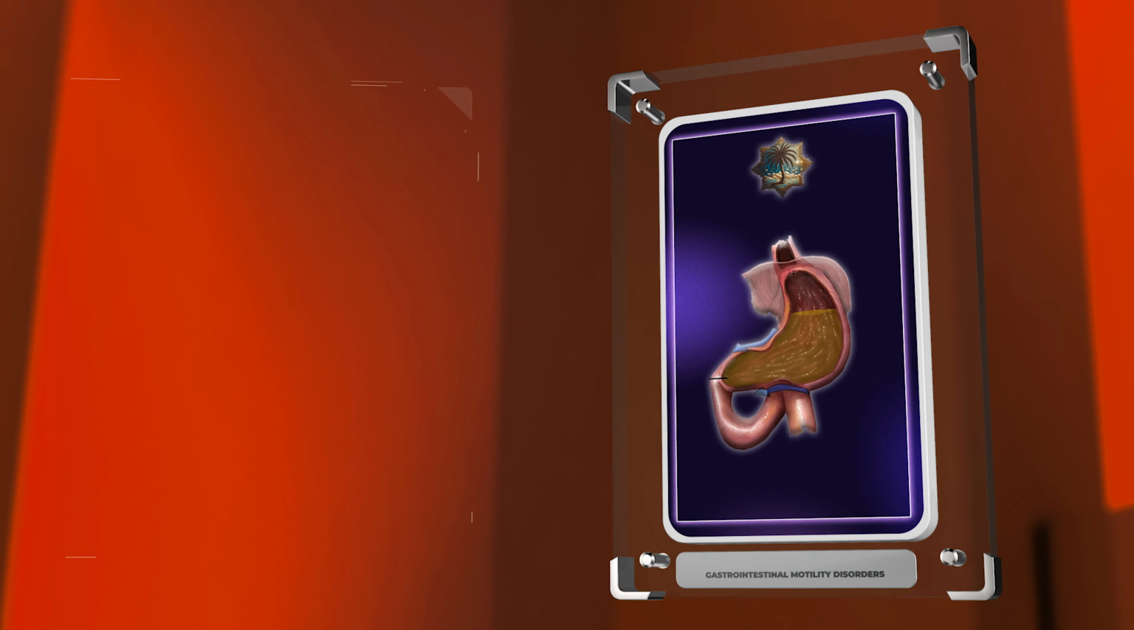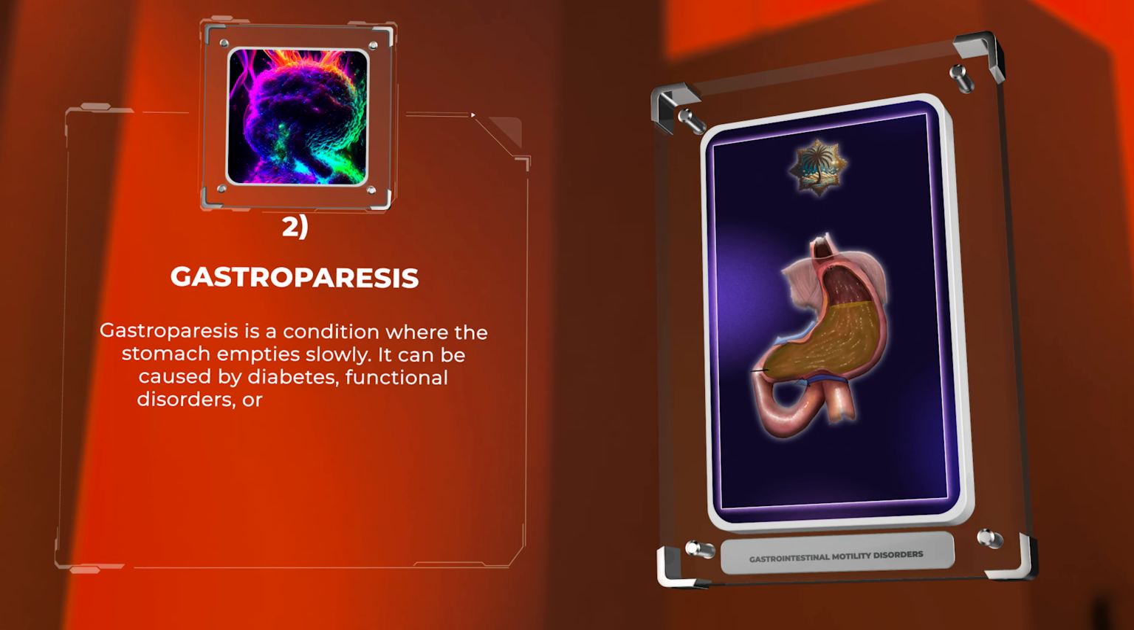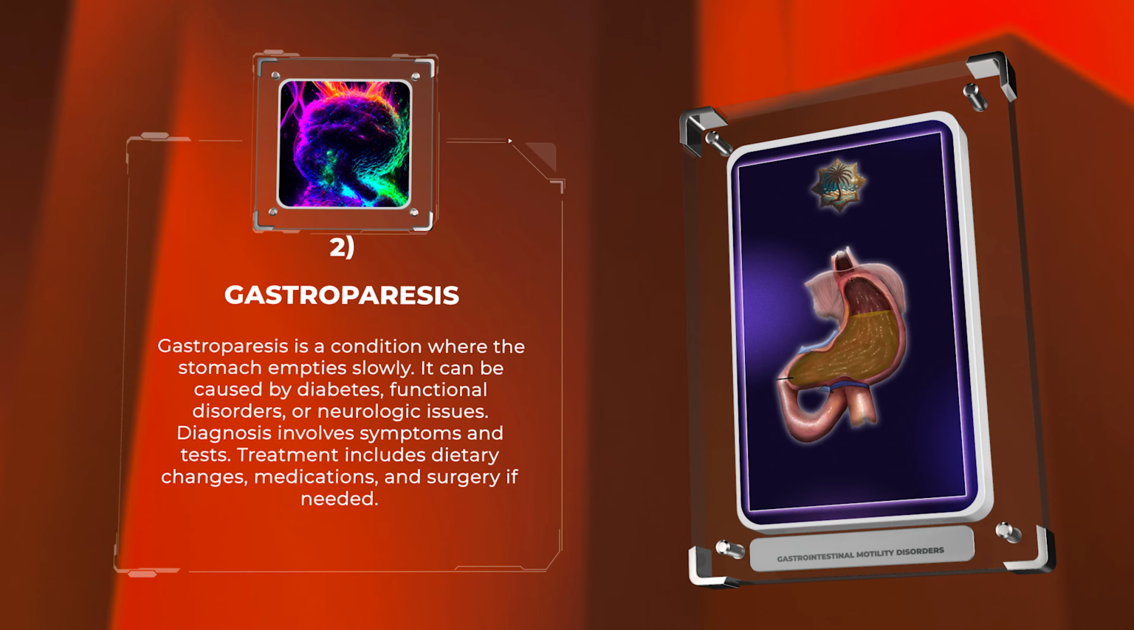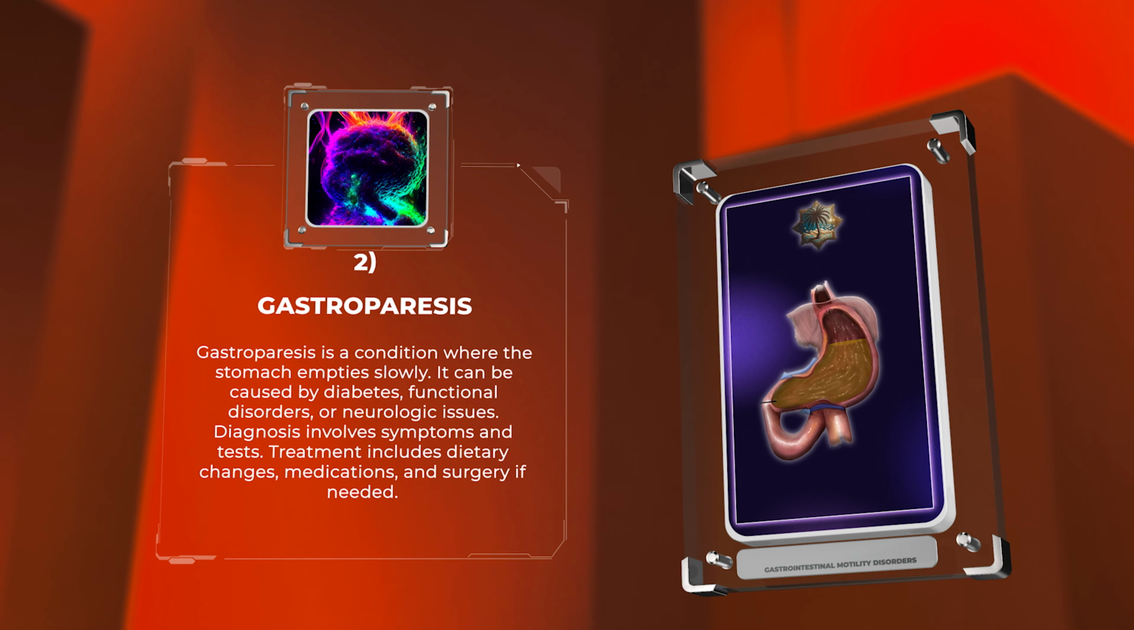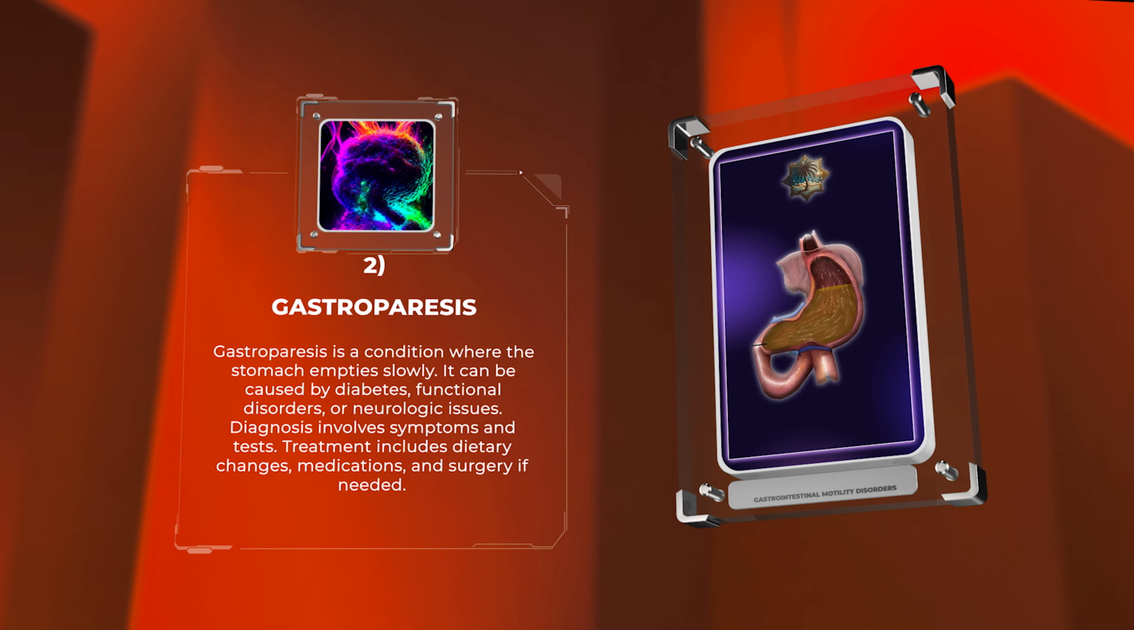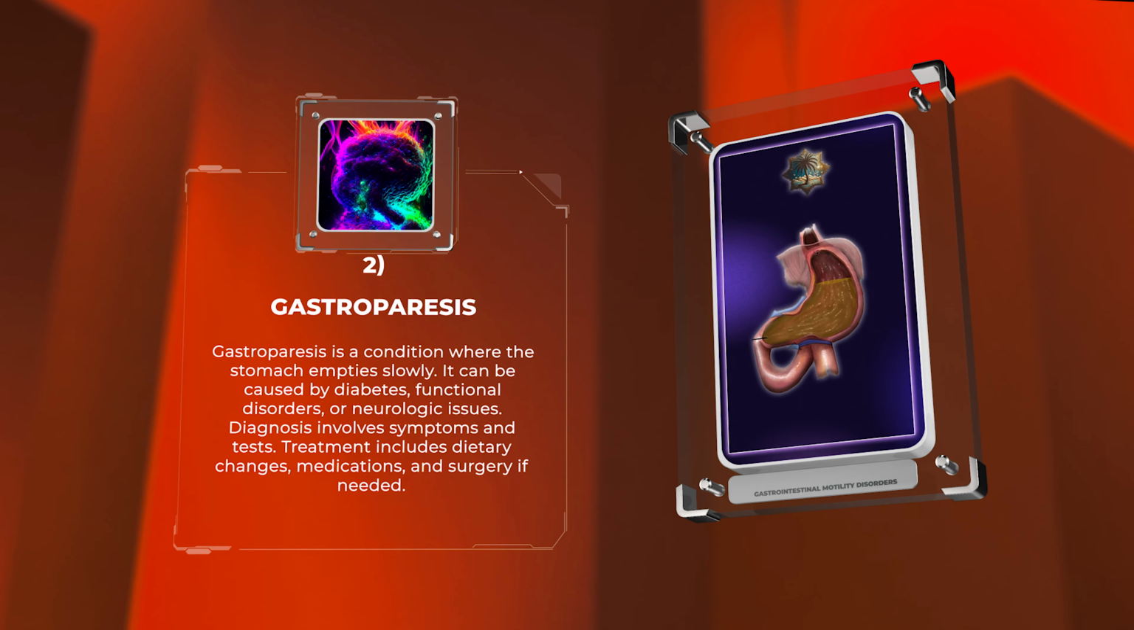Gastroparesis is a condition where the stomach empties slowly. It can be caused by diabetes, functional disorders, or neurologic issues. Diagnosis involves symptoms and tests. Treatment includes dietary changes, medications, and surgery if needed.